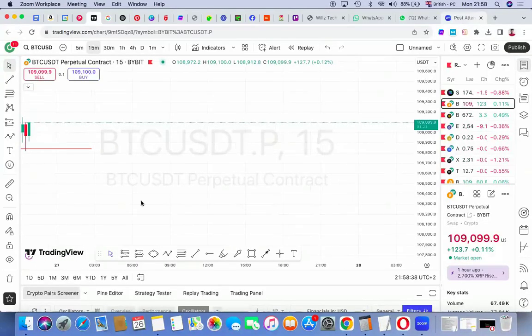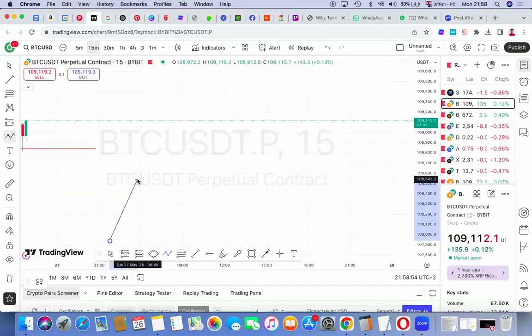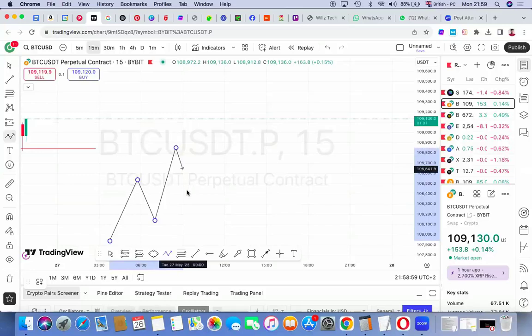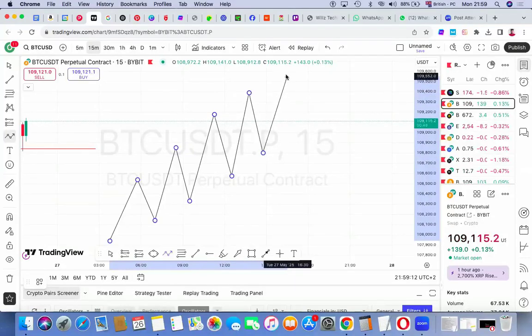So to show the market structure, I'll pick my path tool again. Let's say in this scenario we have an uptrend. So we see the market creating structure like this. And we see it do something like this, and something like this, and it does this, and this, and this.